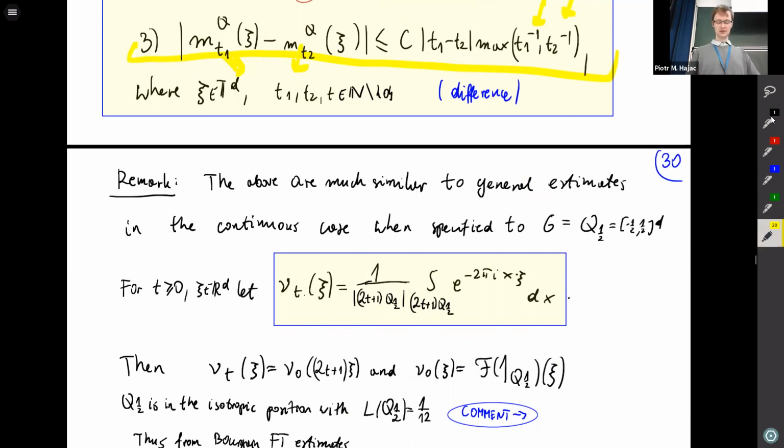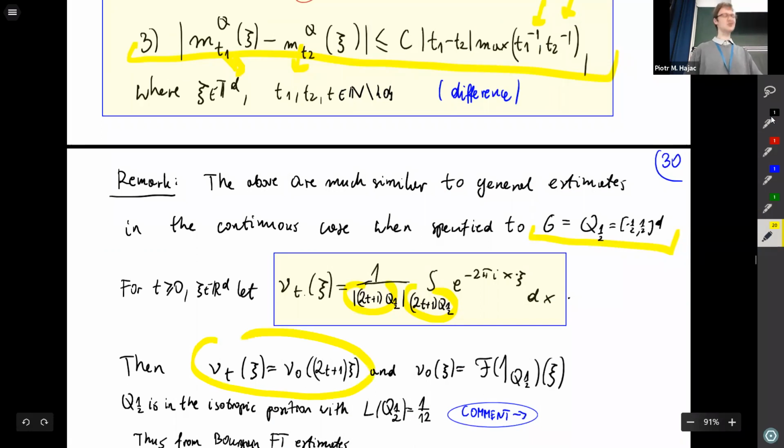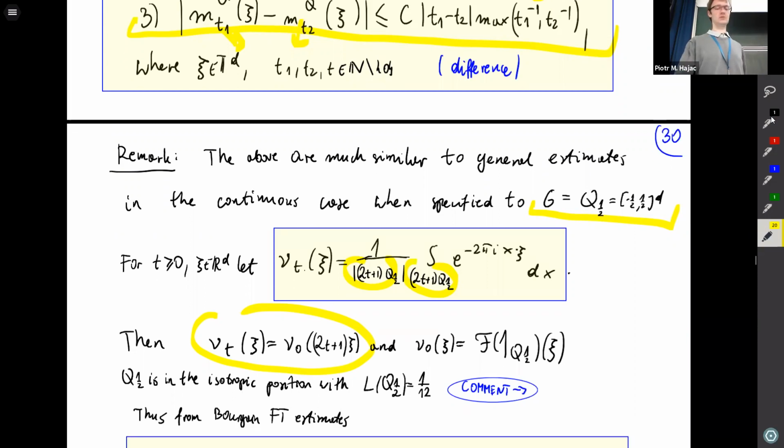So you take the symmetric convex body G to be Q_{1/2} this time, and then you make this mu_t of psi to be this average over these scalings. One can see that this has this property. It's not extremely important what the exact formulas are, but I'm just saying that this is a continuous object which we would like to compare. So there is a canonical continuous object to which it is convenient to compare what we have. It's called mu_t, this continuous object.